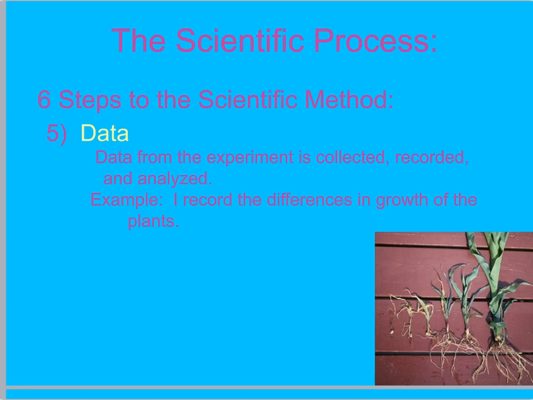Data. We need data for an experiment. So data from the experiment is collected, written down, which is recorded, and analyzed. So you're going to analyze the data to see what your results are. So you might have written down the differences in growth of your plants. So like I said, if we did 5 plants, then I need to write down how many centimeters each plant grew, because I'm not going to remember that. And typically you would measure them on multiple days, not just one day.